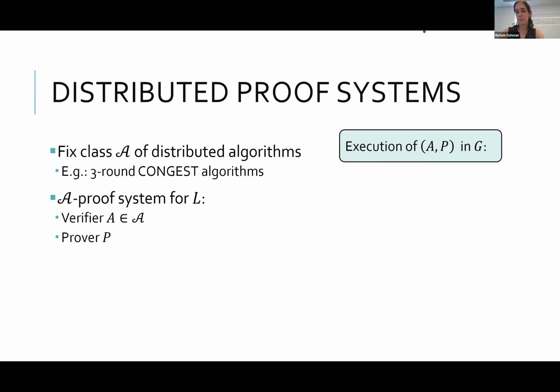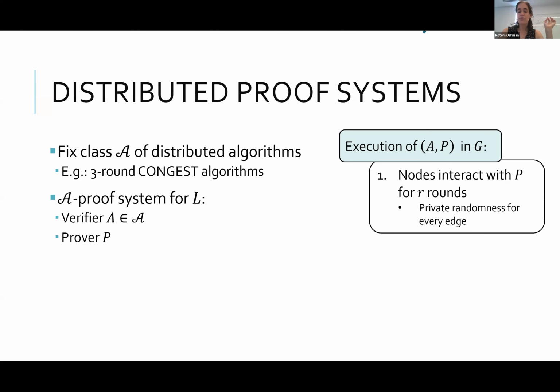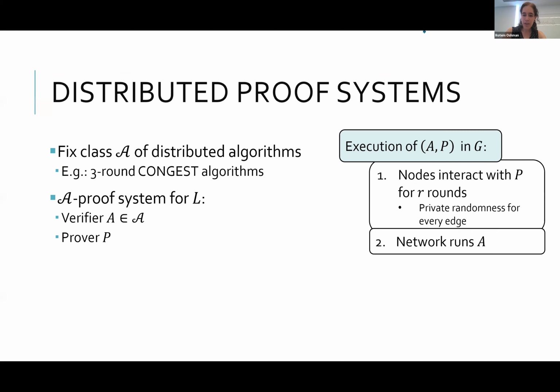So how does this system execute? First of all, the nodes are going to talk back and forth with the prover for some number of rounds. And in this part of the proof, I'm going to assume that they have private randomness for every edge. So basically, you can think of it as when we start out, every node sends a random string to every neighbor, which the prover cannot see. This is really important. The prover can't see the randomness of the nodes. So we talk back and forth for as many rounds as we want. Then we run the verification algorithm, which is going to tell us, should we accept or reject?